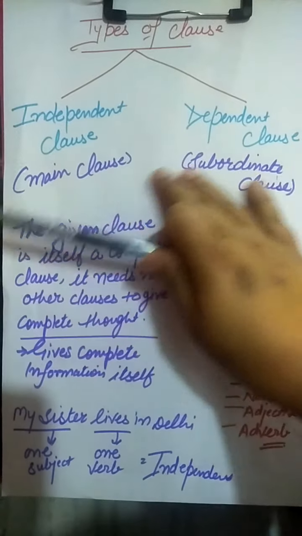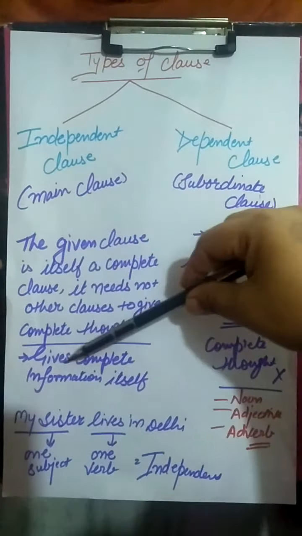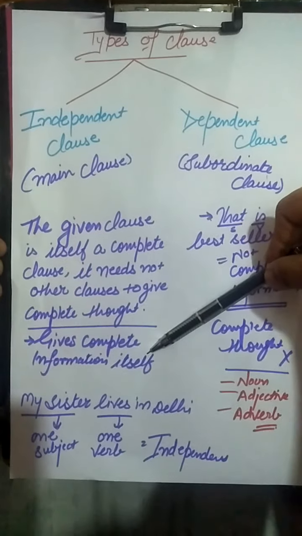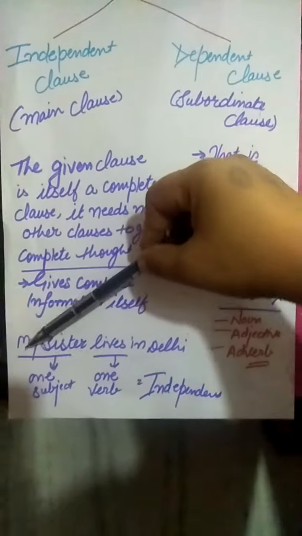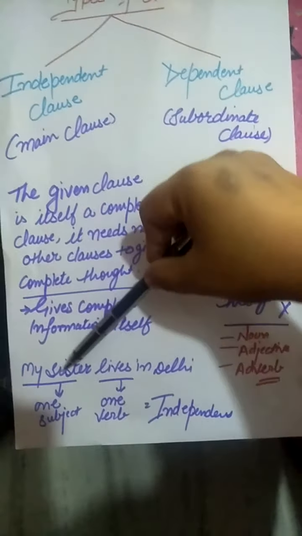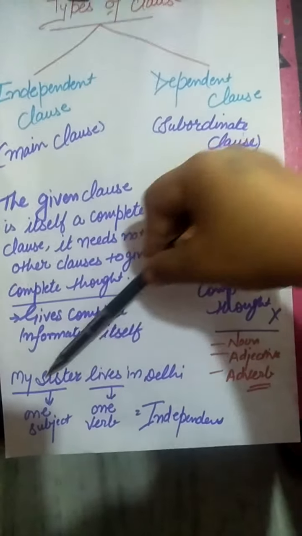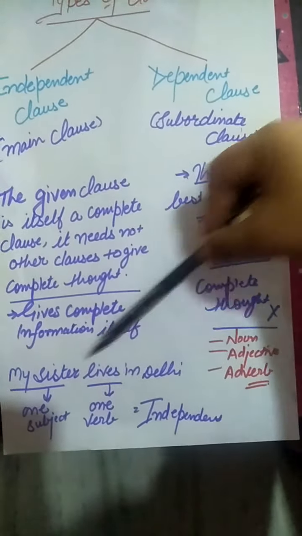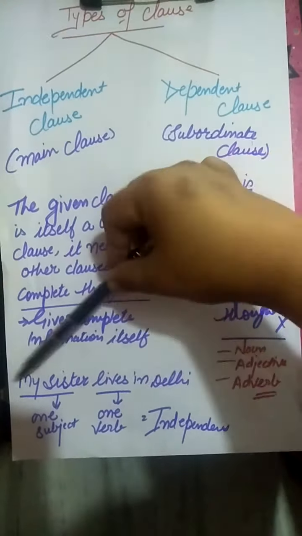It needs no other clause to complete the sense. It gives complete information itself. For example, my sister lives in Delhi. It is a complete sentence. One subject, one verb completing the sentence, giving the proper meaning. It is an independent clause.